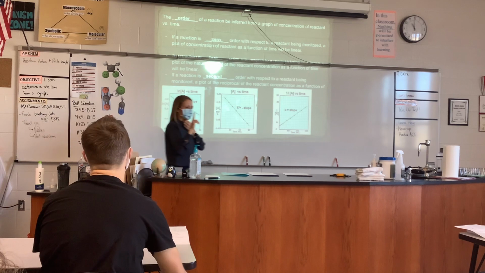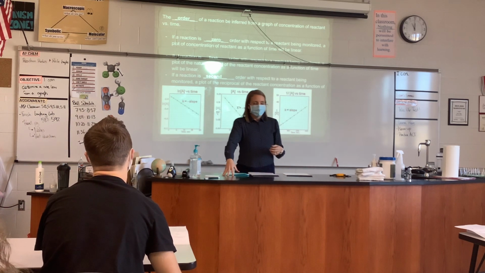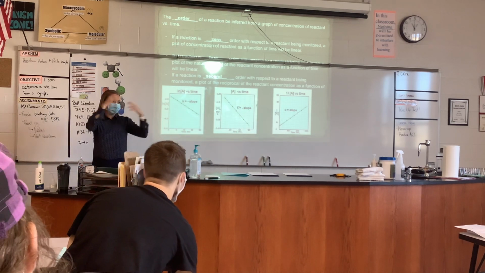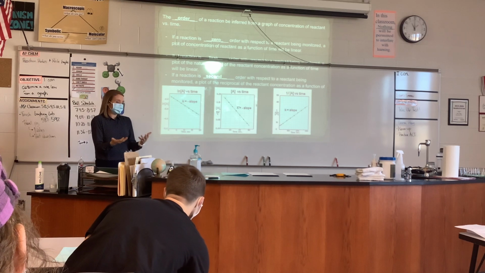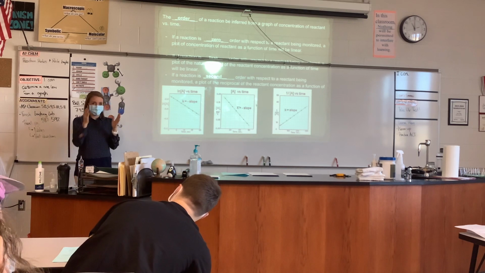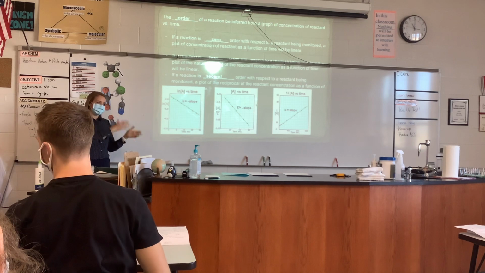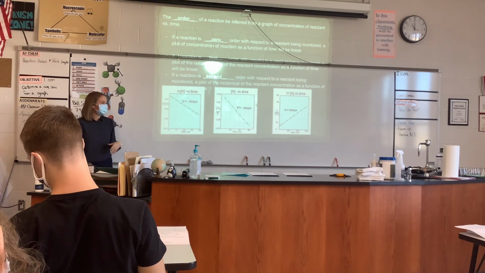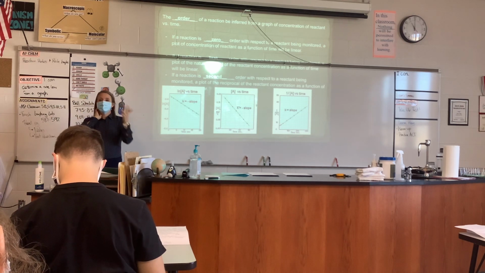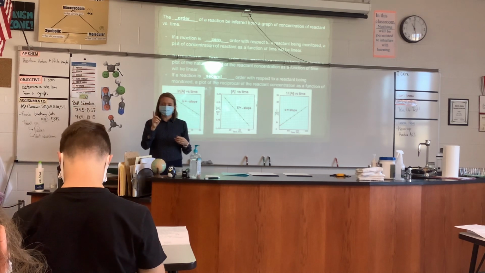The three main orders we talked about are zero order, first order, and second order. Zero order means it's not dependent, meaning you can add as much A as you want, and it's not going to make the reaction go faster. First order is the same connection: if you double A, the rate doubles, or if you triple A, the rate triples. Second order is like the one on the quiz, where if you double A, the rate would quadruple.